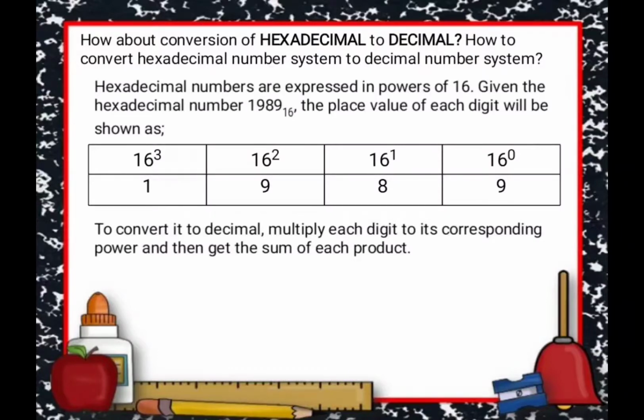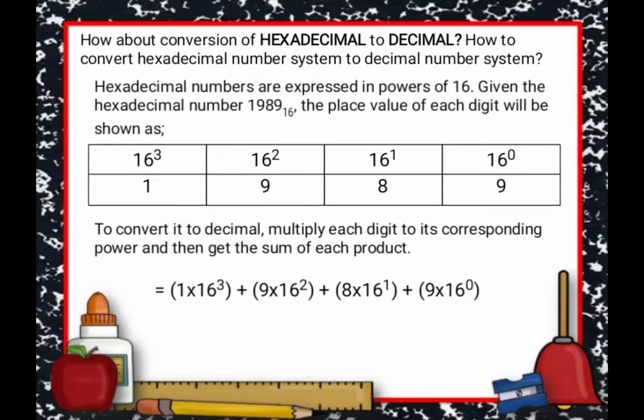So given the hexadecimal number 1989, the place value of each digit will be shown as follows. So try to observe. We have to convert it to decimal, multiply each digit to its corresponding power, and then get the sum of each product. Okay, let's try this one.